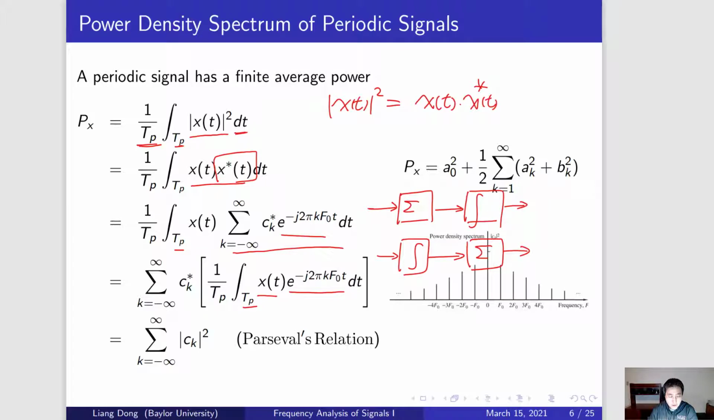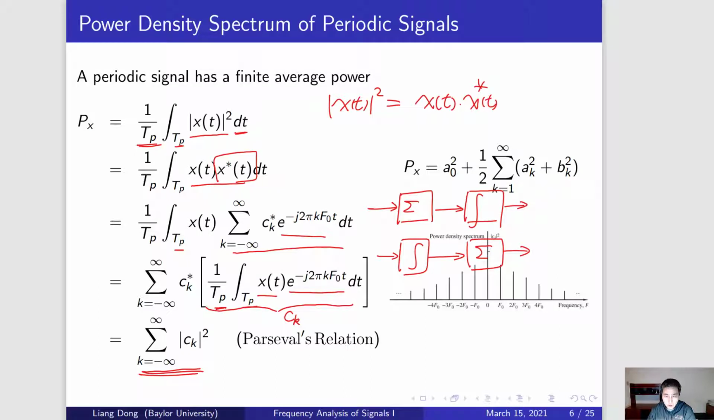We also bring this normalized term inside the bracket. So this bracket here is our analysis equation, and that will give us exactly c sub k, this coefficient. Therefore, finally, we have this format. We have a sum of c sub k conjugate times c sub k, that is c sub k absolute value squared. So here, this also represents the average power of the signal.